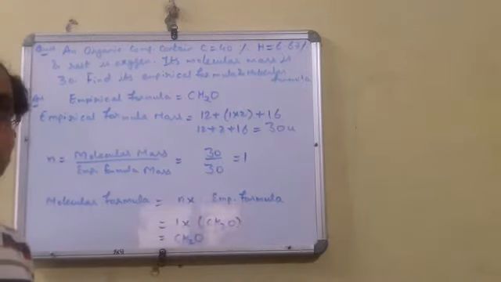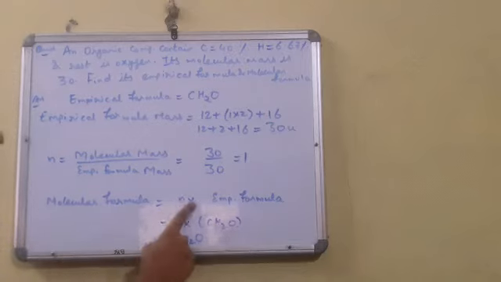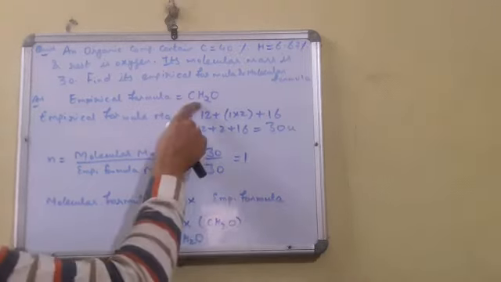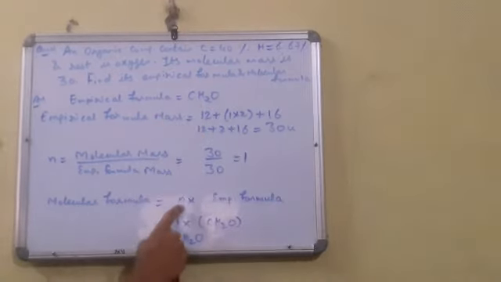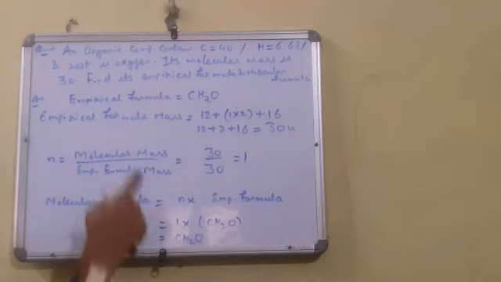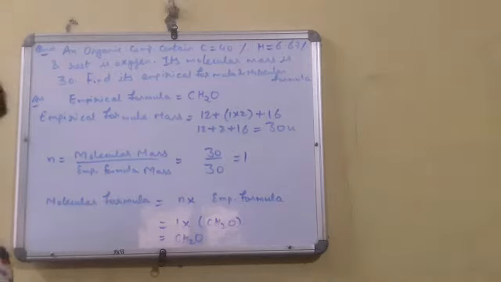Now we have to find the molecular formula. Molecular formula is equal to n, which we just calculated, into the empirical formula which we got earlier. That is CH2O. n is 1. That means 1 into CH2O, that is CH2O is the molecular formula. That means in this question the empirical formula and molecular formula are the same, that is CH2O. Understood? In this way we can calculate the empirical formula as well as the molecular formula if the percentages of different elements are given.